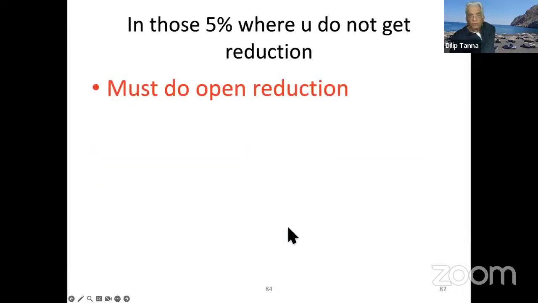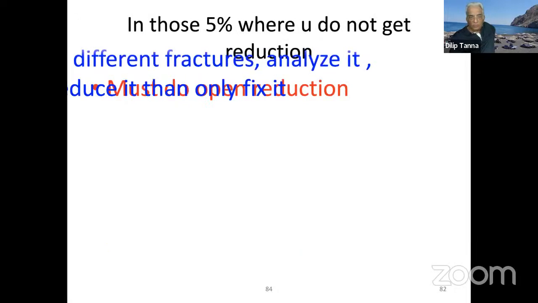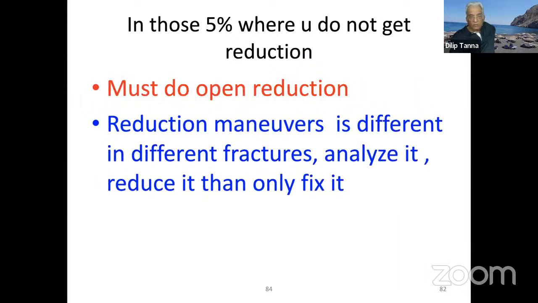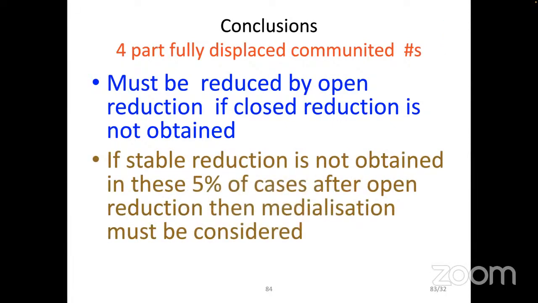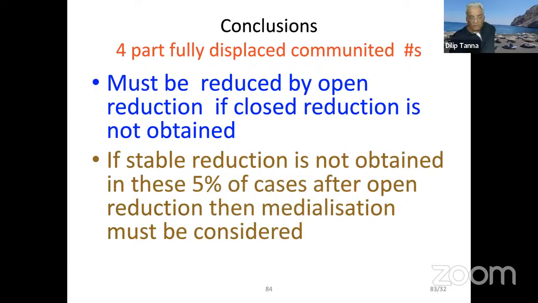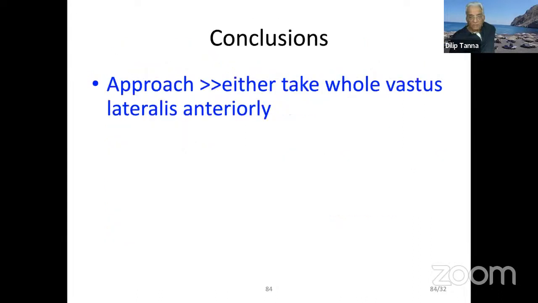In those 5% where you do not get a reduction, you must do an open reduction if you don't get a closed reduction by the joystick. Reduction maneuvers are different in different fractures. Analyze it, and you got to reduce it and then fix it up. Four-part fully displaced comminuted fractures must be reduced by open reduction if closed reduction is not obtained. If stable reduction is not obtained in those 5% of the cases after open reduction, then medialization must be considered.